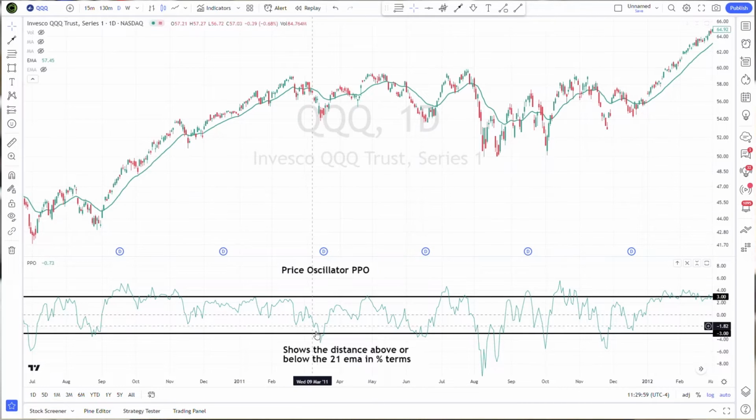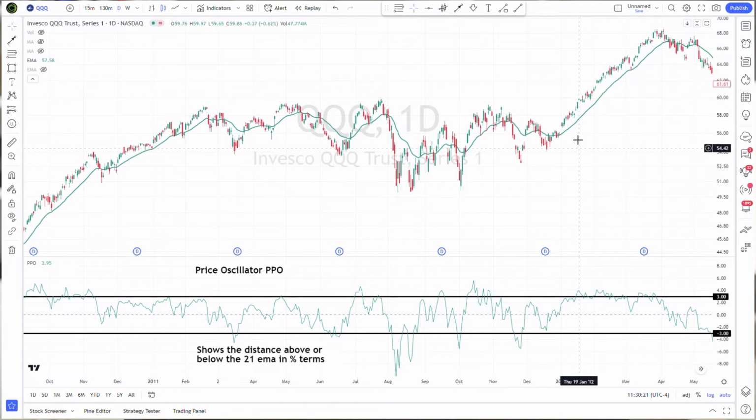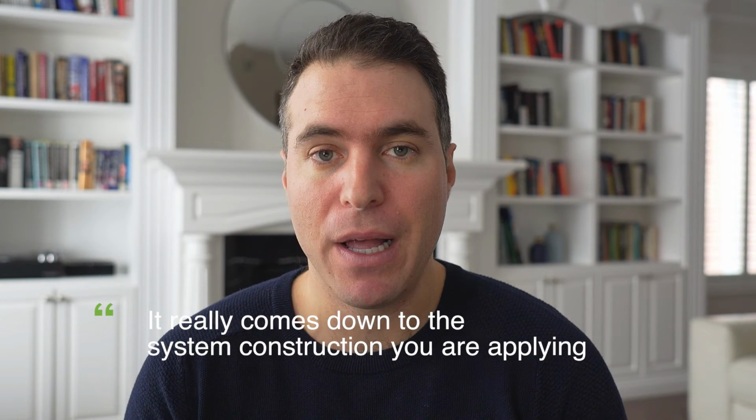If it's too far above its 21 average, it's likely to correct. And if it's too far below, it's likely to rally. Again, this is likely, and nothing works perfectly. It really depends on what type of strategy you're implementing. If you're implementing a trend following strategy, selling just because things are a little bit extended to the upside is going to prevent you from capturing the big trends. Obviously, in every major uptrend, there will be periods of time where things get short-term extended. And so that really comes down to the system construction that you're applying.